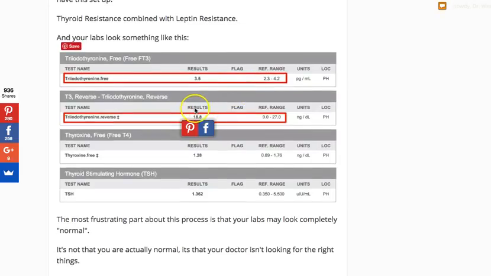When in reality, if you put it into context by ordering the reverse T3, which is 18.8, and this should never be bigger than 15, never greater than 15, okay? Now it makes more sense. You're saying, okay, this is kind of falsely elevated. This 3.5 isn't actually resulting in a lot of thyroid getting into the cells because the reverse T3 is way too high. All right, and so that's a big deal.